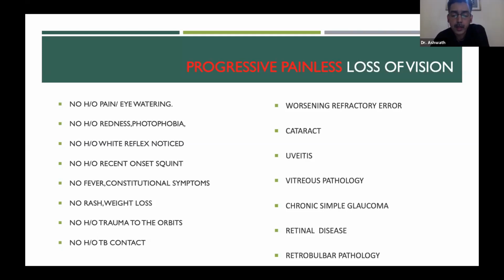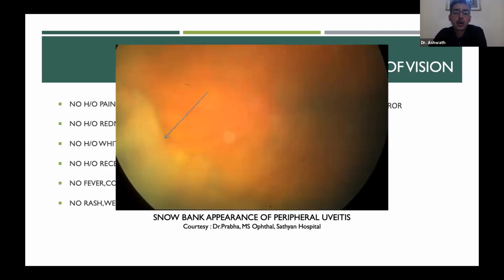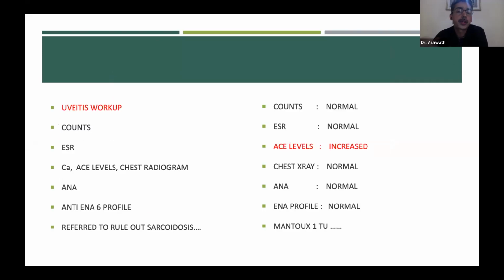So we asked for an ophthalmologist to reevaluate the child for the present complaints. What we saw on indirect ophthalmoscopy was this typical appearance of snowbanking, which is very strongly a pointer of choroidal pathology. So she basically had peripheral uveitis as the cause for her progressive painless loss of vision. Whenever we have uveitis in pediatrics, we divide the causes into infective and inflammatory: juvenile idiopathic arthritis, sarcoidosis, sympathetic ophthalmitis, Behçet's disease. These are the commoner causes we think of when we have a uveitis.